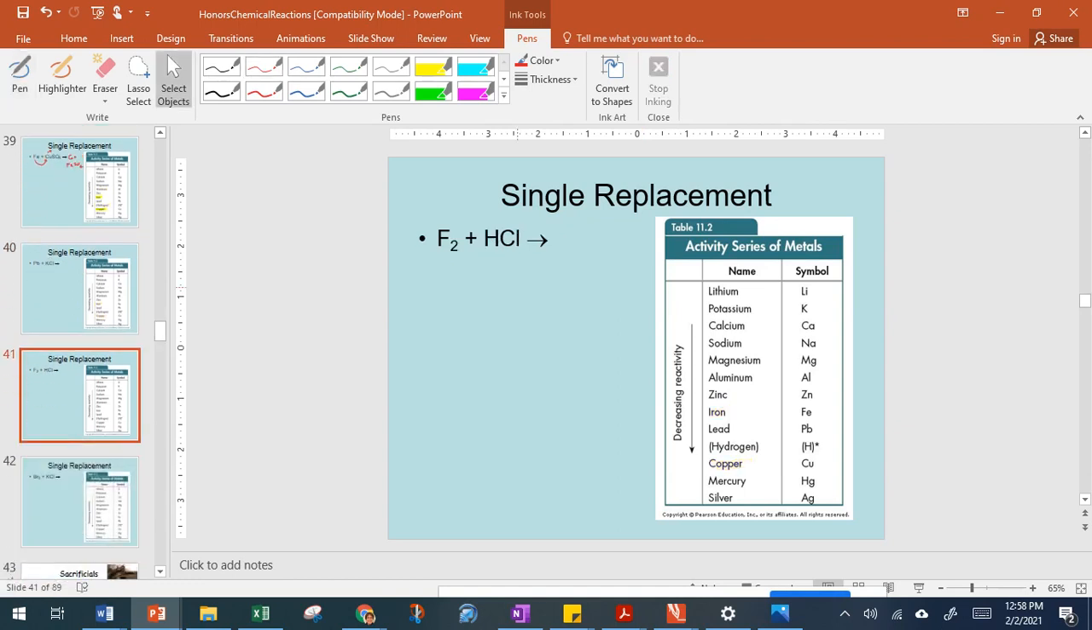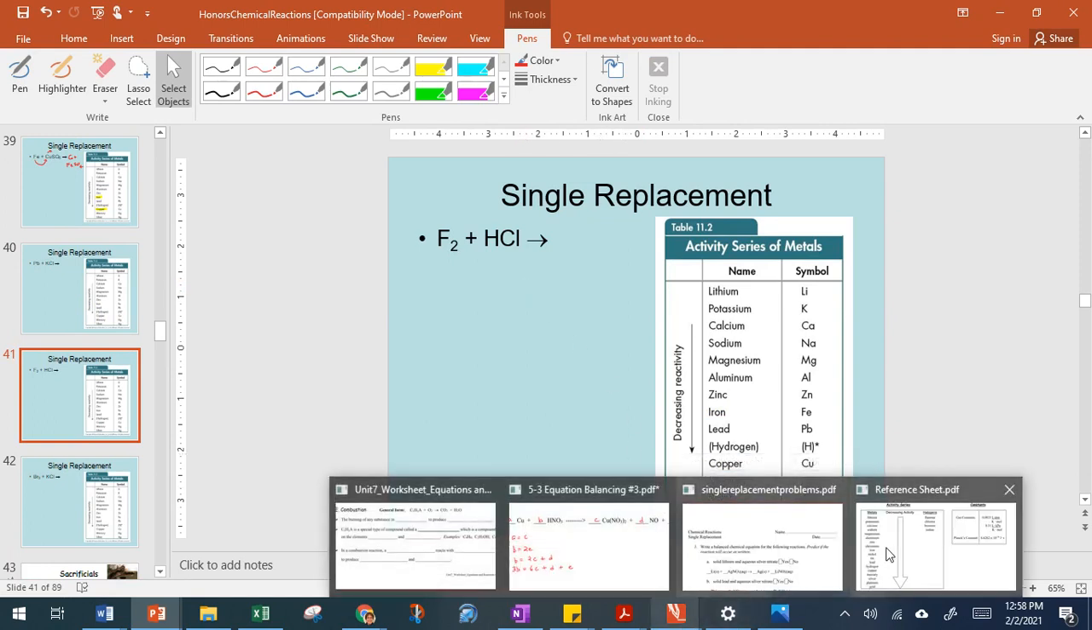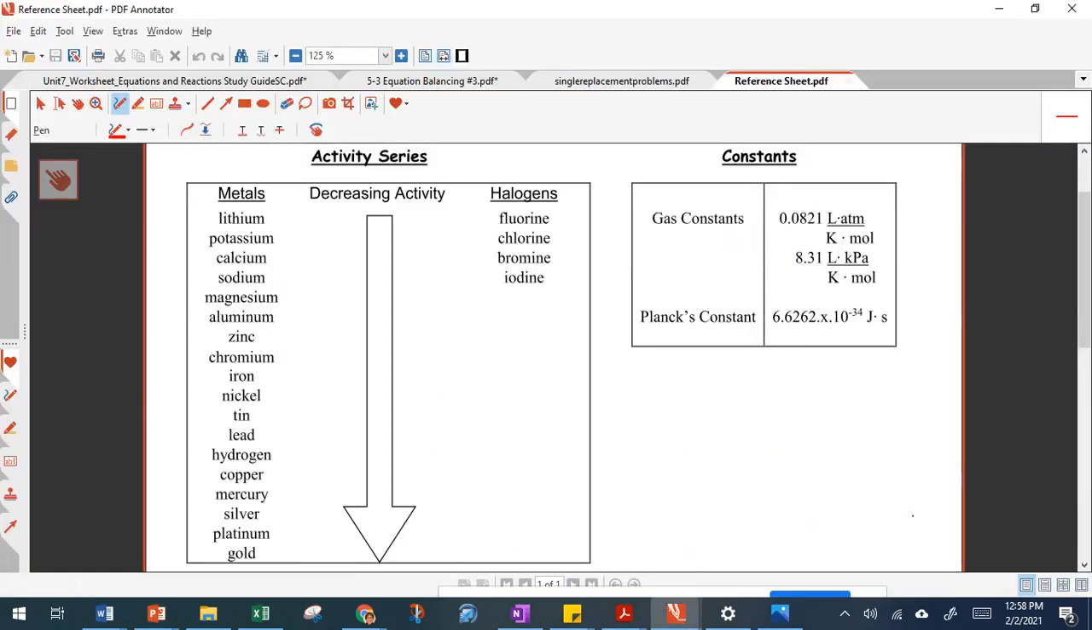Okay, let's look at this one. Now, if you look at this one, you don't see this on the activity series, but I'm going to pull up the activity series that's on your reference sheet. If you notice here, fluorine, chlorine, bromine, and iodine are on the right-hand side of the activity series. So your elements have to be on the same side of the activity series as each other for them to be able to replace each other. Remember, it's either going to be a nonmetal replacing a nonmetal or a metal replacing a metal.